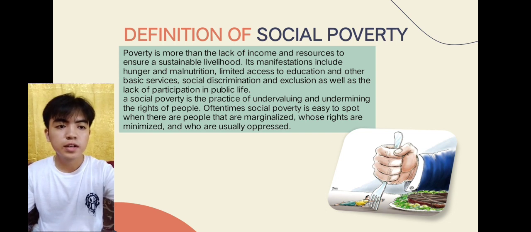Social poverty is the practice of undervaluing and undermining the rights of people. Oftentimes, social poverty is easy to spot when there are people that are marginalized, whose rights are minimized, and who are usually oppressed.